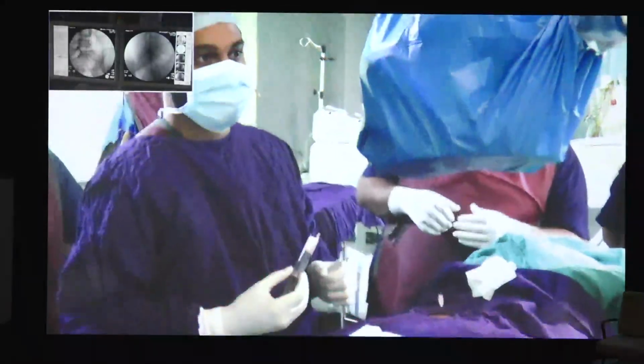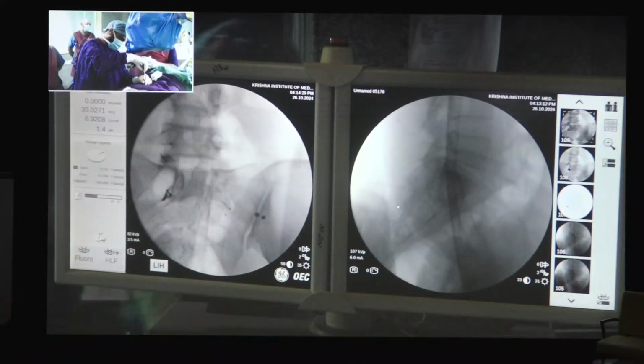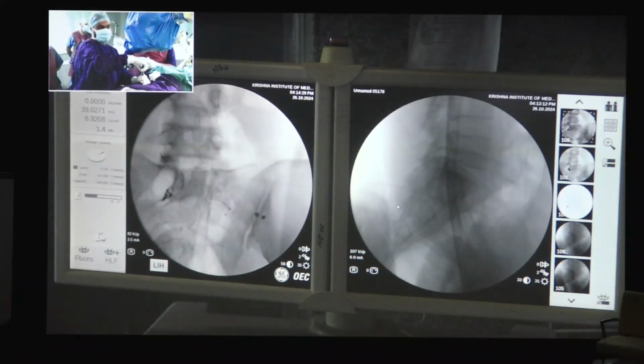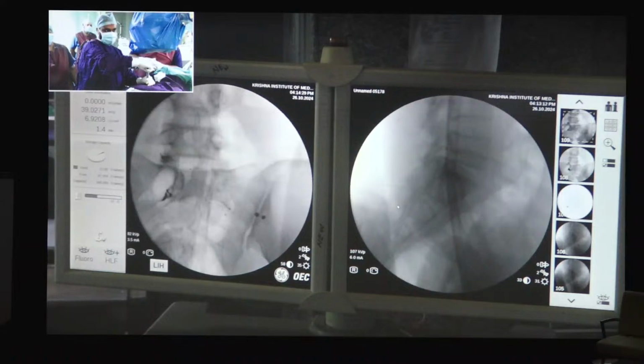Picture. So it's going easily. Just to do this procedure with the help of ultrasound is not very recommended. We should combine this with the fluoroscopy, any spinal procedure, even SI joint, because there are chances of vascular spread.